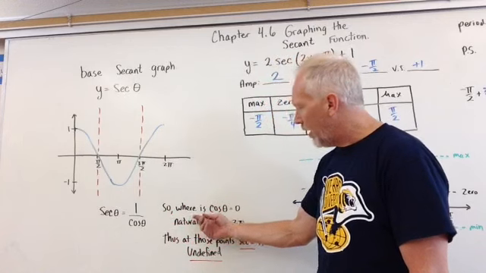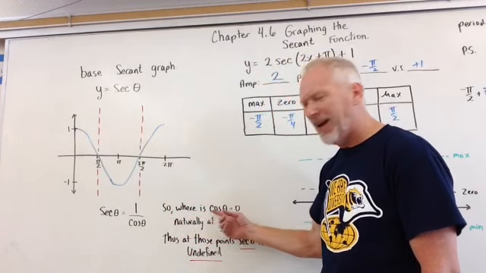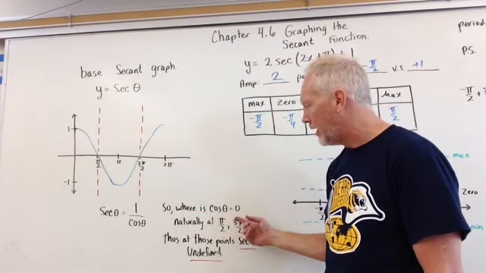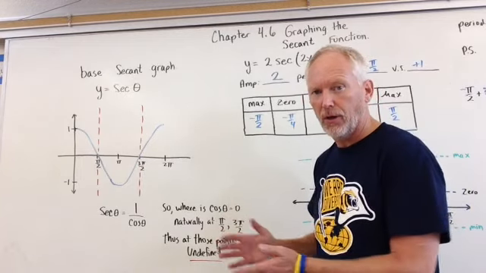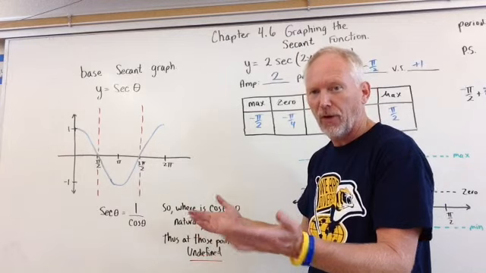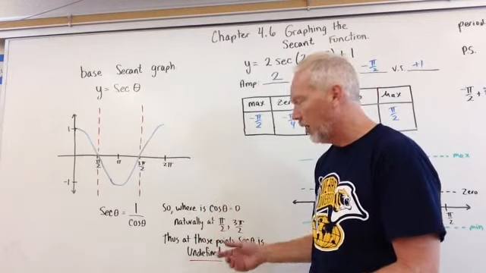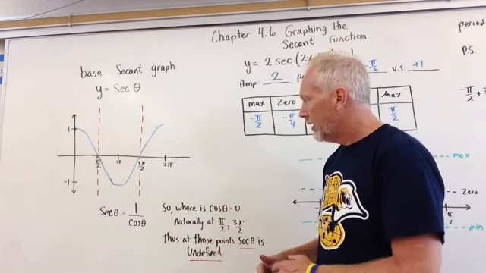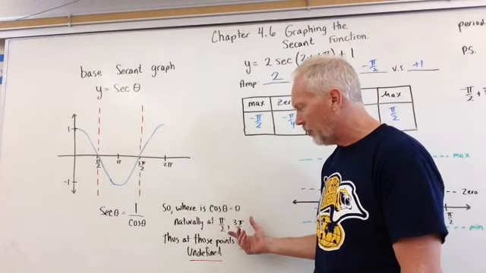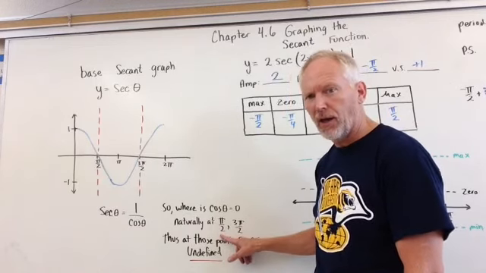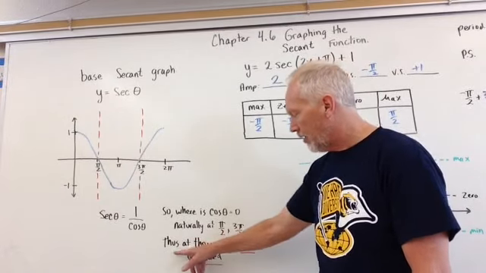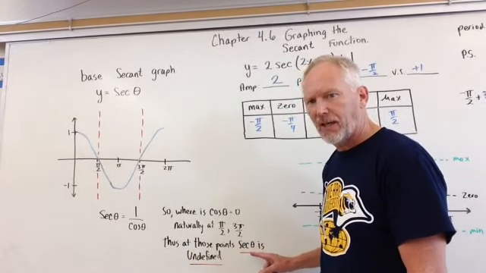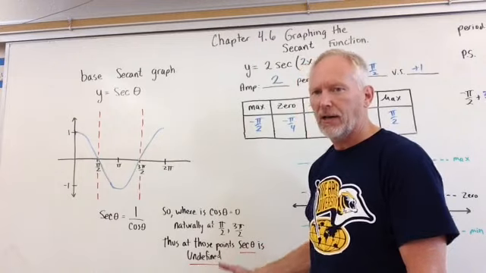So we want to find out, when or where is cosine of theta equal to 0? Check out your unit circle. You just look at it and you can find out where cosine is 0. Cosine is 0 in some different places, but naturally occurring at pi over 2 and 3 pi over 2. So, thus, at those points, secant is undefined.